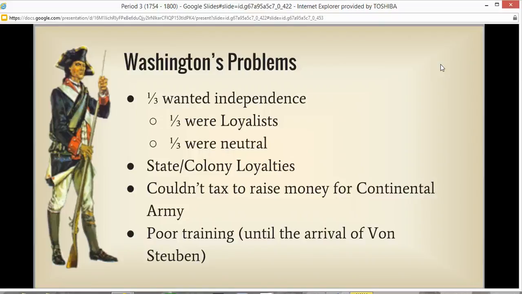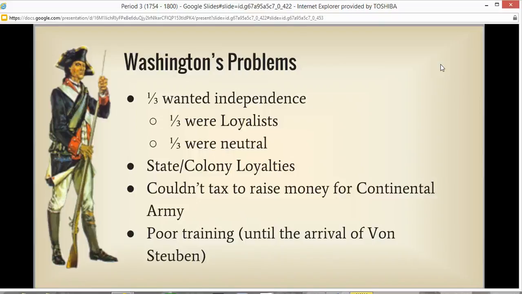Now, George Washington has some problems as he's commanding the Continental Army. First of all, only one-third of the colonists actually want independence. It's a common misconception that most of the colonists wanted independence. That's absolutely false. Only about one-third of them want independence. The other third want to remain loyal to the crown, so they're loyalists. And the last third are neutral. Right? They're not taking a side. They're kind of apathetic and stuff like that.